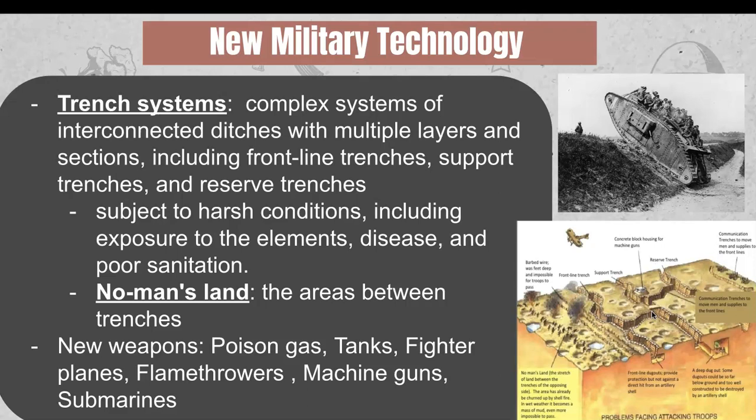Specifically speaking about the new weapons that are created during World War I and used during World War I, we're going to see poisonous gas, tanks, fighter planes, flamethrowers, machine guns, and some submarines. And the reason why we have such advanced technology during World War I is because at the same time, the Second Industrial Revolution is happening, starting in 1900, ending about 1950. So really, World War I and World War II helped push in the second wave of industrialization.